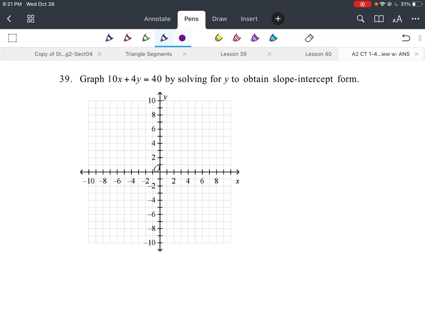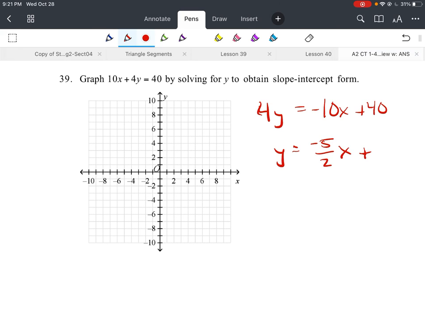Graph by solving for y to attain slope. All right, so this is just an easy one here. Subtract 10 from both sides for 4y equals negative 10x plus 40. And we'll divide everybody by 4. So this is y equals negative 10 fourths, well, let me reduce that to 5 halves. So negative 5 halves x plus 10. That was easy. All right, 5 halves.